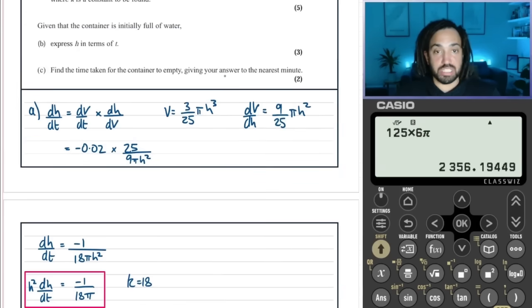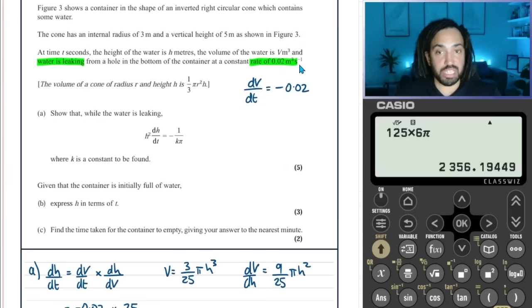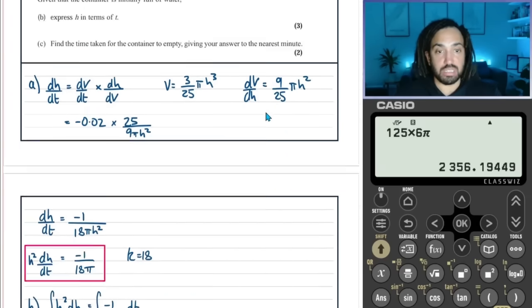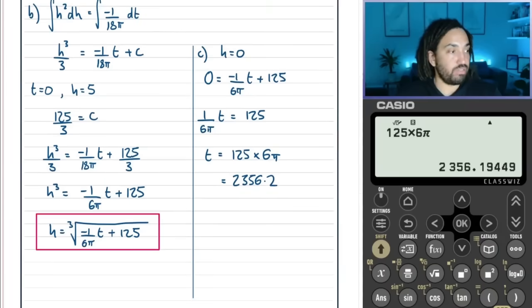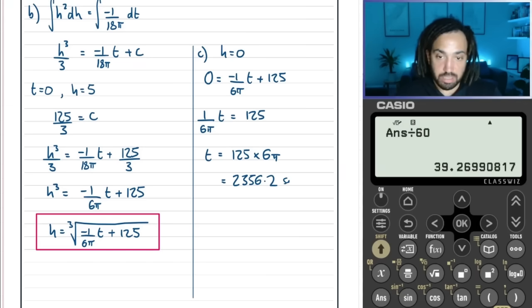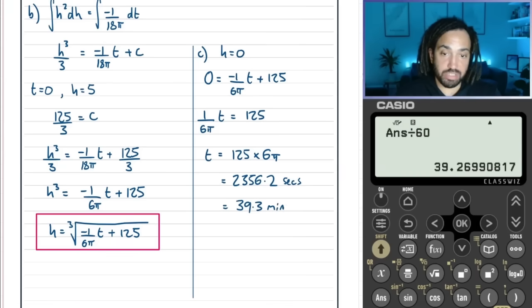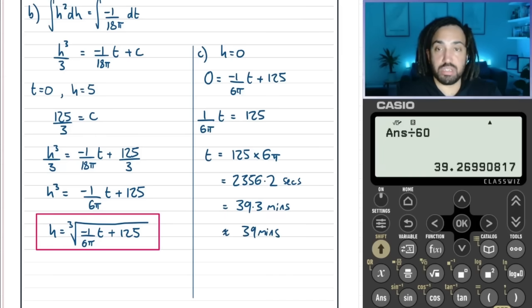What did it say? We want it to the nearest minute. Holy moly. Well, what unit are we talking about? We are talking about per second here. So these are seconds. You see here the rate is s. So if these are seconds, then we need to divide them by 60 to get minutes. So these are seconds, which is equal to 39.3 minutes. So to the nearest minute, it's 39 minutes. Wowza, what a beast question that was.